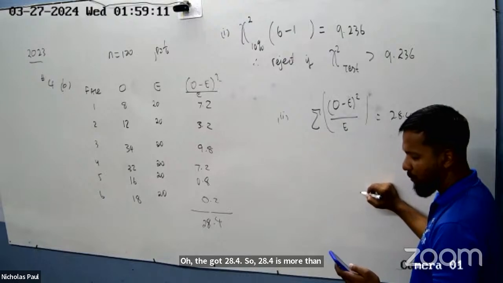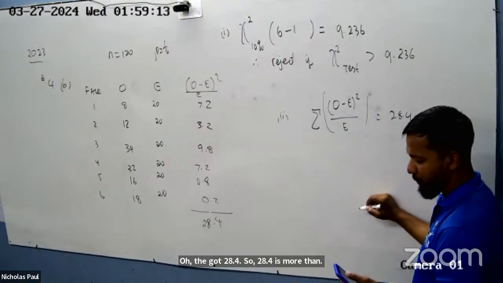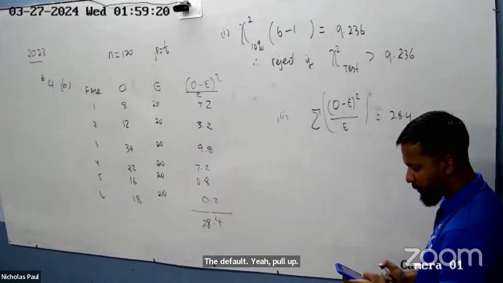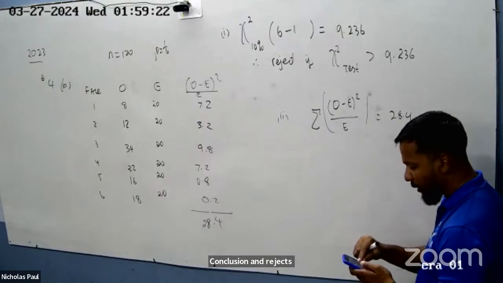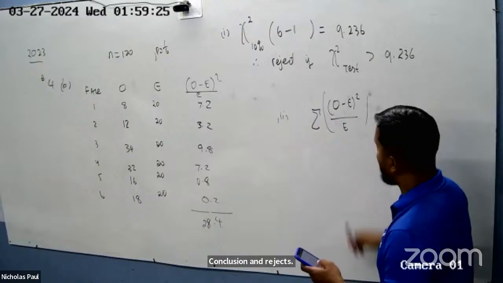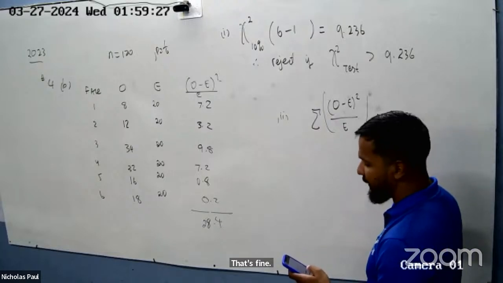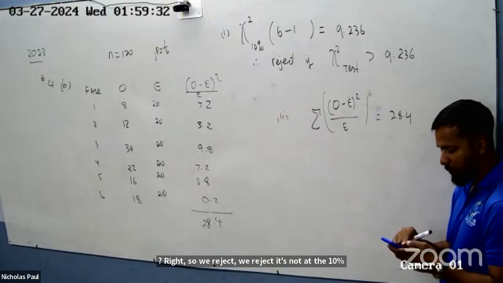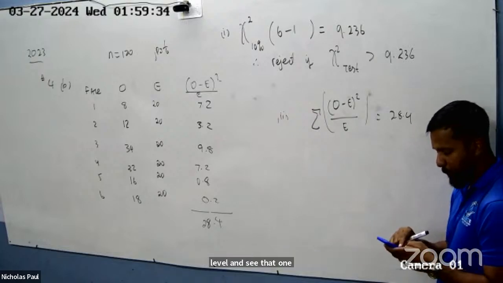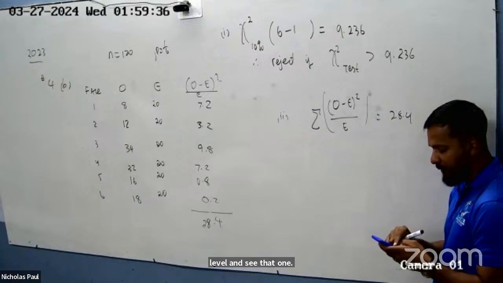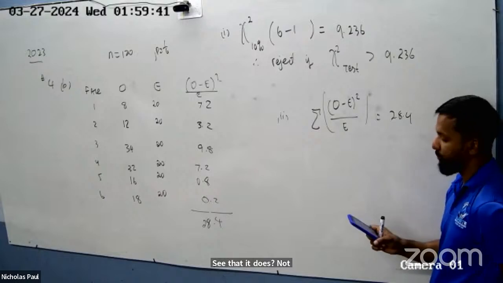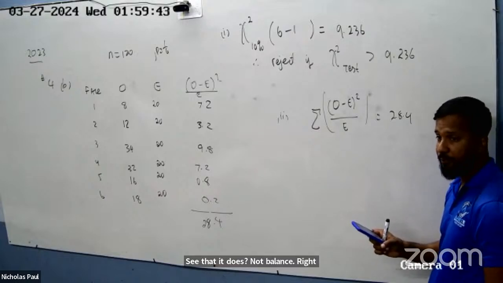So therefore what? Conclusion is we reject. That's fine. It's not going to be a formal conclusion, right? So we reject H naught at the 10% level and say that what? Say that it is not balanced. Right? Say it is not balanced. Are you okay with that?